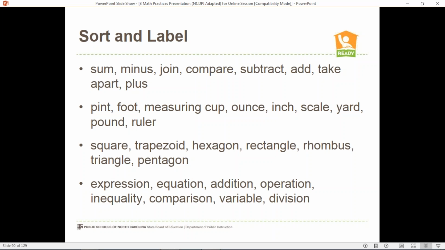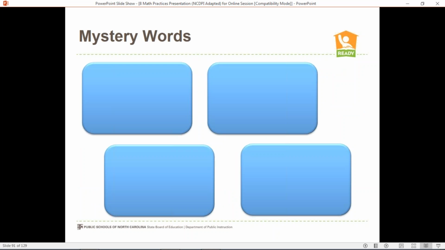And then skipping down to the third one there: square, trapezoid, hexagon, rectangle, rhombus, triangle, pentagon. We get into those discussions about squares and rectangles and all of our different quadrilaterals, but especially, when is a square a rectangle? When is a rectangle a square? Is a square always a rectangle? Is a rectangle always a square? All those pieces about precision of language become very important as we work through this.